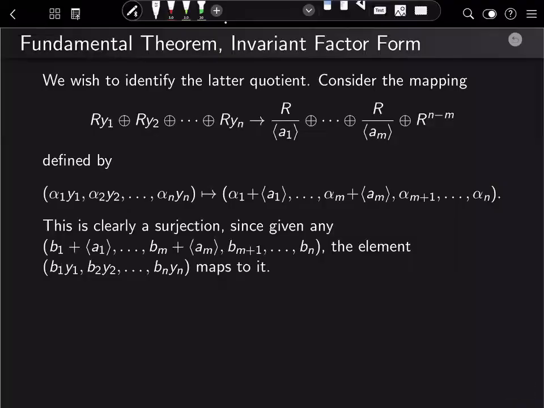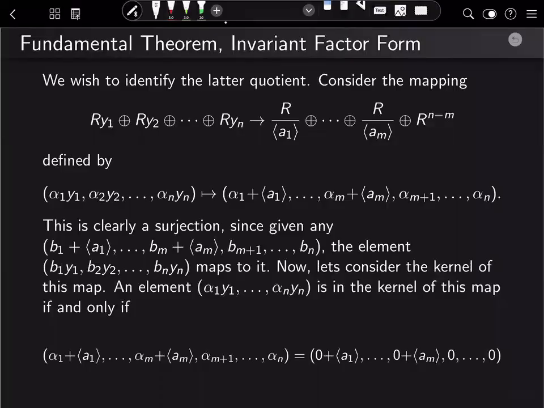And this is clearly a surjection, because any element, B1 plus the ideal generated by A1, all the way through BM plus the ideal generated by AM, and then if we have BM plus 1 all the way through BN, it's clear that the element B1Y1, B2Y2, all the way through BNYN maps to it.